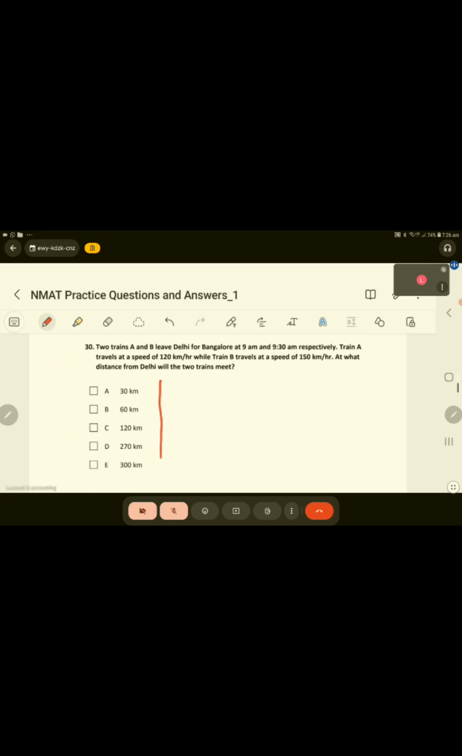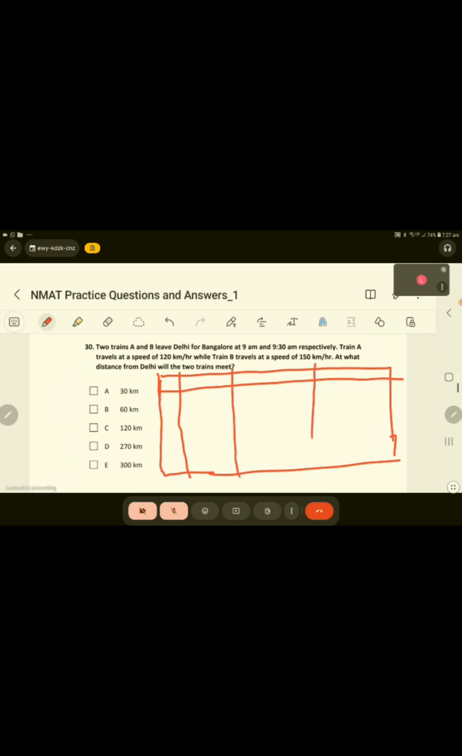This one we make use of this table. So I carefully make those ones smaller. So we have scenario A and scenario B. Traveling from A, the speed is 120. Traveling from B, the speed is 150.